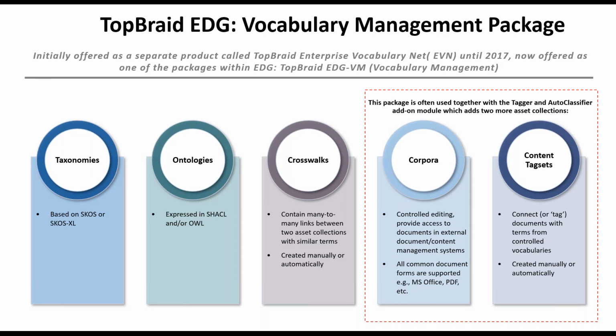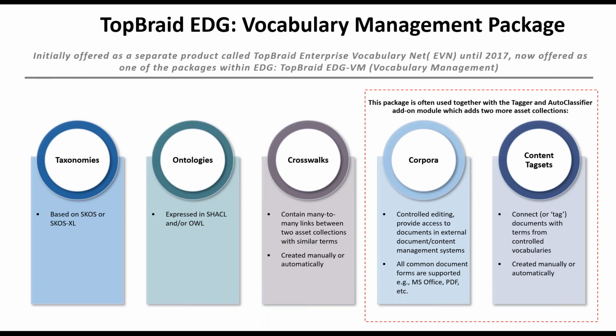Then we enter into what was added because of the Tagger and AutoClassifier add-on. And Corpora, that's for hosting your unstructured content's metadata, which is really the first step towards a solution in this scenario. And content tag sets, those are for connecting between your Corpora and your domain representation, more specifically to the terms and concepts inside of the taxonomies. Now, the red dotted line here, let's just say that that's representing TopBraid AutoClassifier, which is a guided machine learning process that's running in the background to automate the creation of these content tag sets.